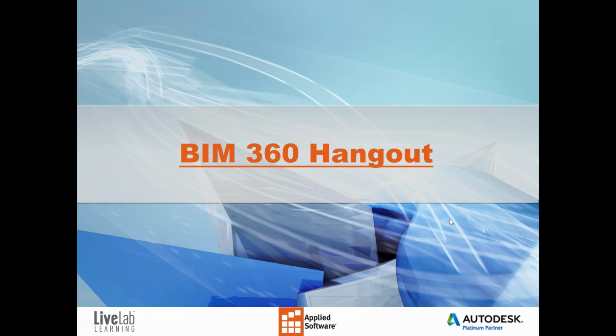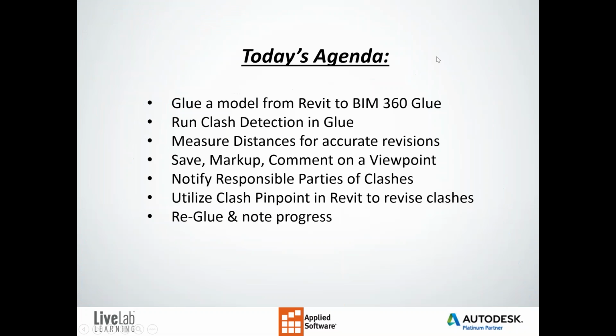Okay, guys. Hi, my name is Michael Reuter. I'm just going to go down our agenda for the day. What we're going to do is glue a model from Revit into BIM 360 Glue. Then we're going to run a clash detection in Glue. We're going to measure distances for accurate revisions. Then we're going to save, markup, comment, and create viewpoints. After that, we're going to notify responsible parties of all clashes. Then we will utilize Clash Pinpoint in Revit to revise the clashes in real time. And then we will re-glue and note the progress.